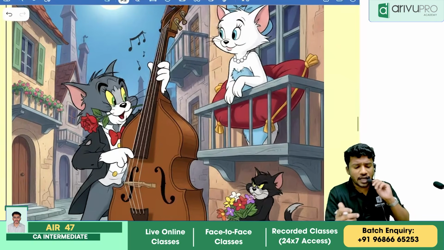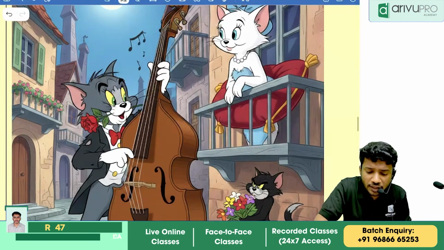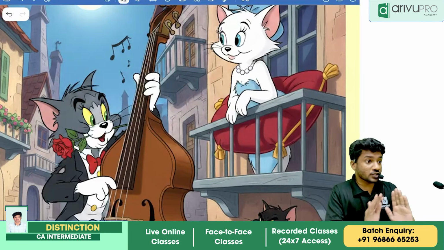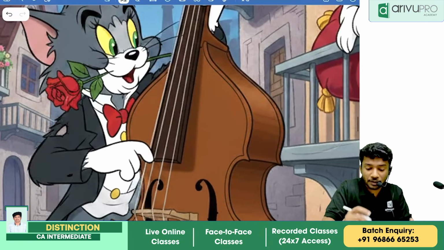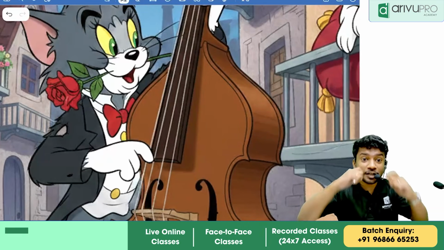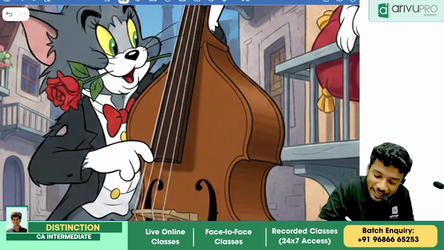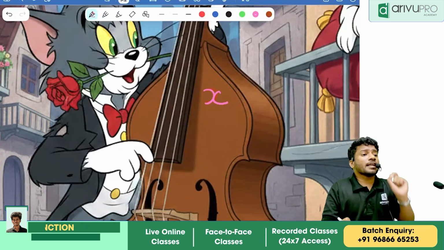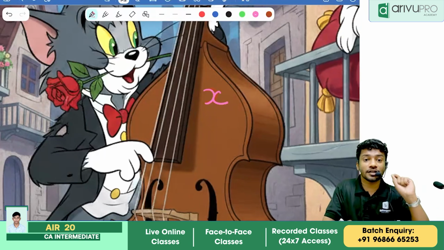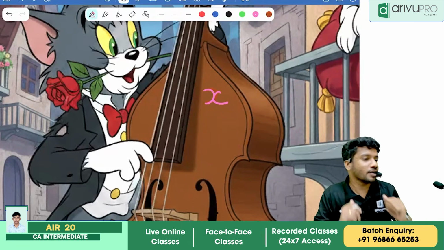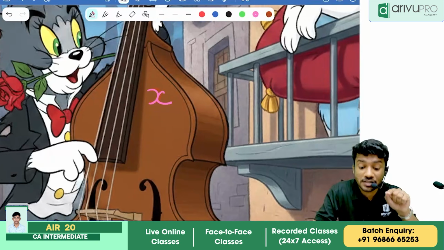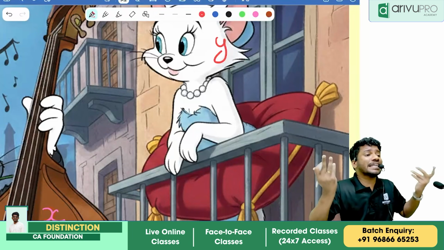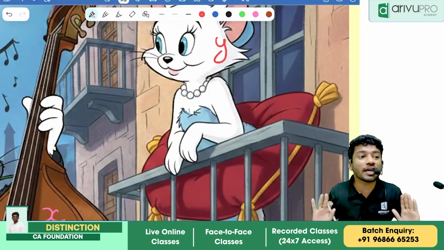Look at this. Now, Tom is there. Tom is trying to impress her. She is also there. He wants to marry her. First of all, he is trying to impress her. People, he is singing, right? With a rose in his mouth, he is singing. Let x be the variable representing him singing. Tom is singing for her. And let y be the variable, her interest. Whether she is interested or not, let y be that variable.